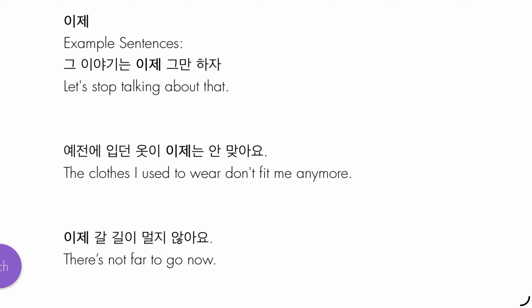Okay? The clothes I used to wear don't fit me anymore. 예전에 입던 옷이 이제는 안 맞아요. So this is previously, in the past, 예전에 입던 옷, the clothes I used to wear. 입던 옷, 던 emphasizes the past, the fact that this used to happen in the past. So this is all together, 예전에 입던 옷이, the clothes I used to wear.